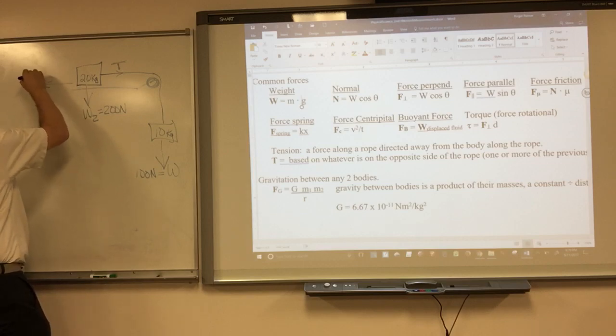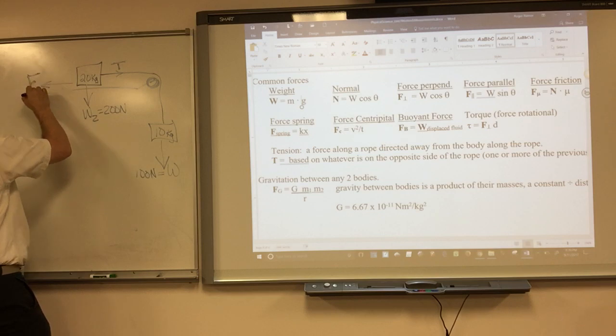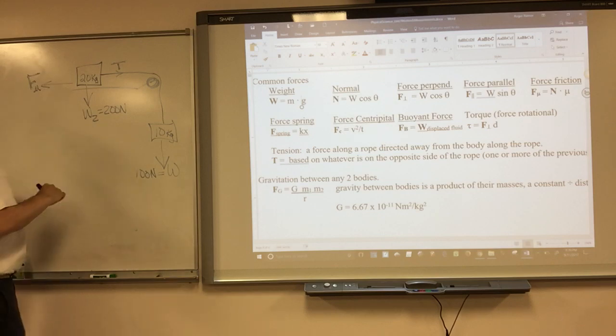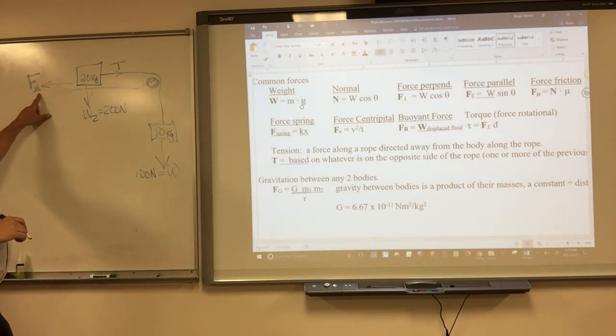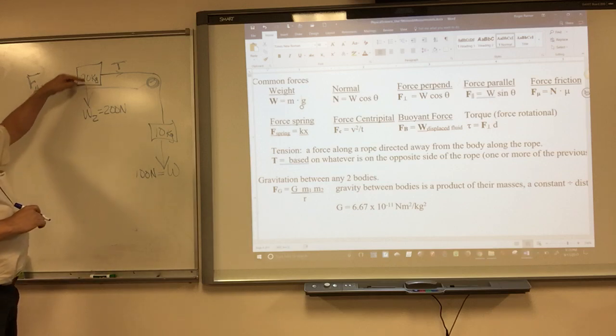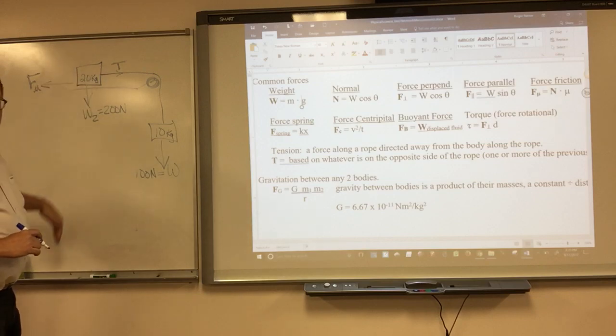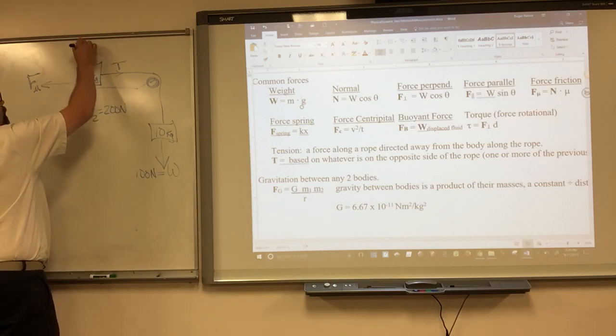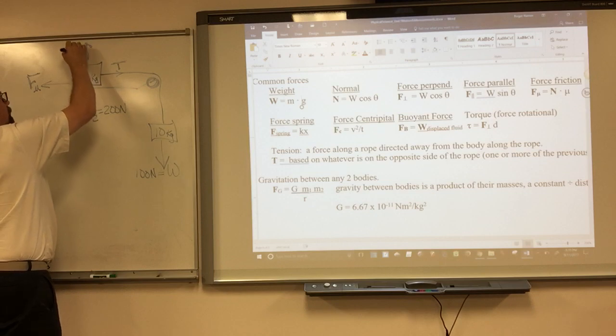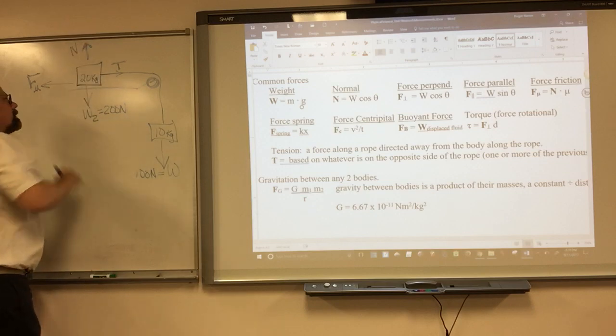I'll use that crazy looking u. It's the letter mu from Greek, and that's the coefficient of friction. Now, there's one last force on here because that mass that's sitting on the table isn't sinking into the table. And so there is a normal force that's pushing on that mass.